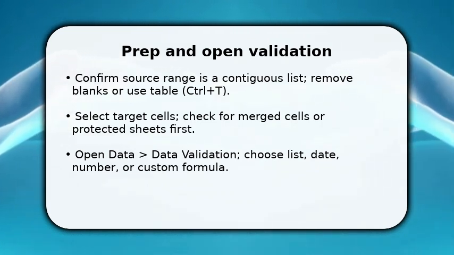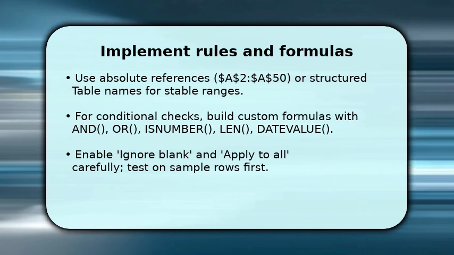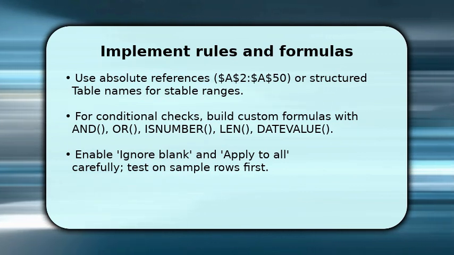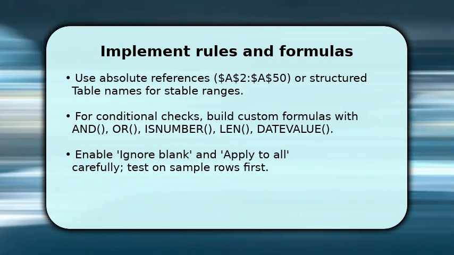actionable steps. Now you craft the validation itself. Switch to a list validation for dropdowns and reference an absolute range or a table name so it stays stable when rows move. For complex cases, use custom validation with and/or, isNumber, len, or date value to express rules you can't pick from the menu. Make sure to toggle ignore blank appropriately and apply the rule to the full intended range.